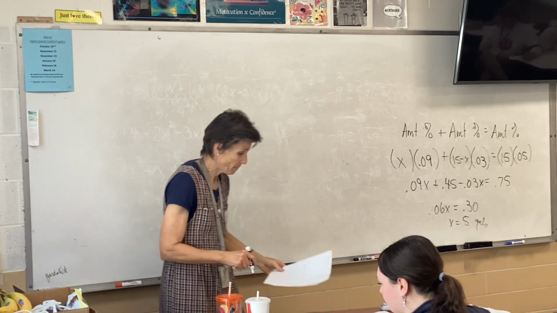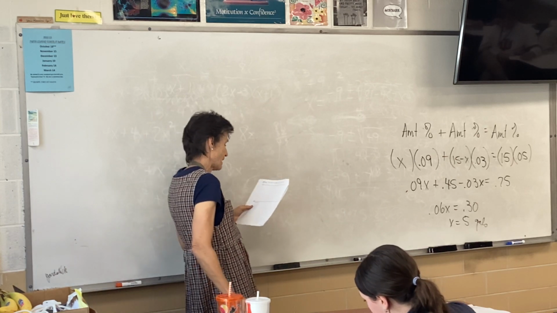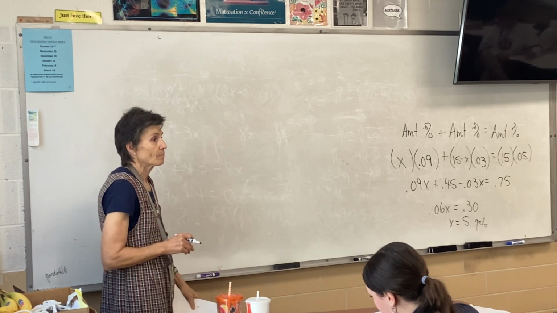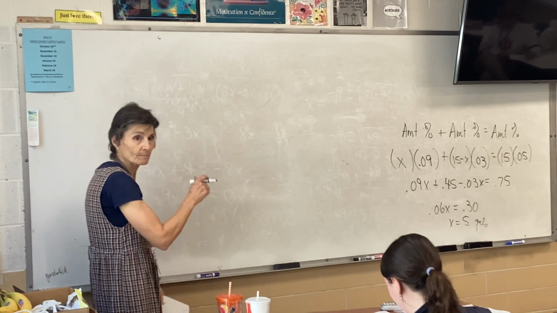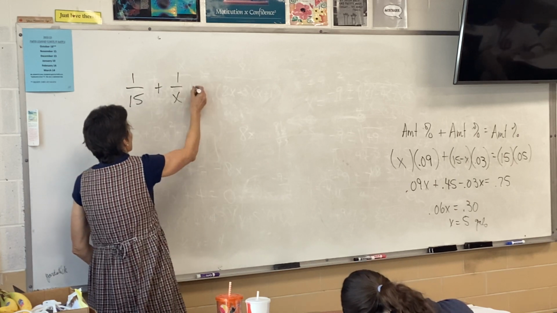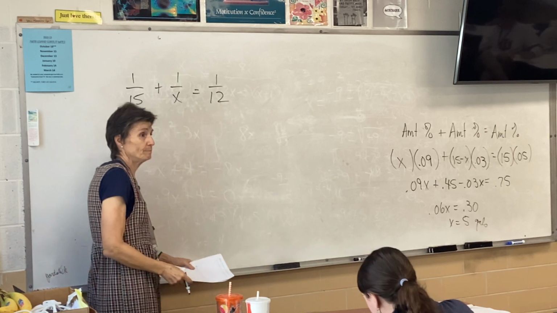Will and Zane can paint a fence together in 12 hours. It takes Will 15 hours alone. How long does it take Zane alone? All right, what's that look like? 1 over 15 plus 1 over x equals 1 over 12. Is he right?